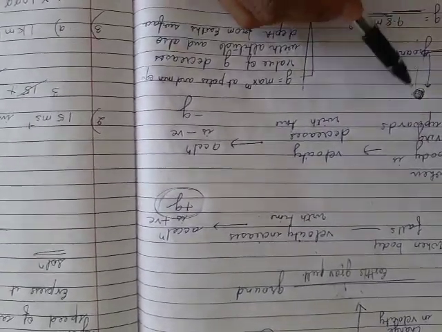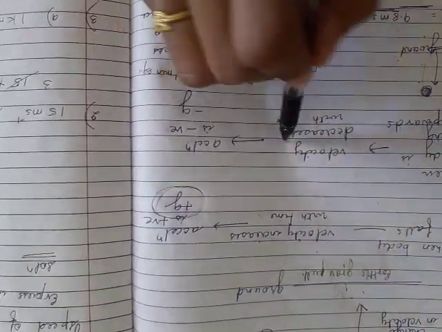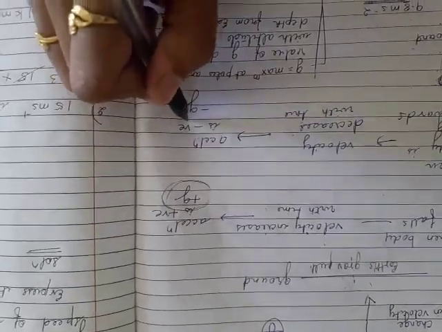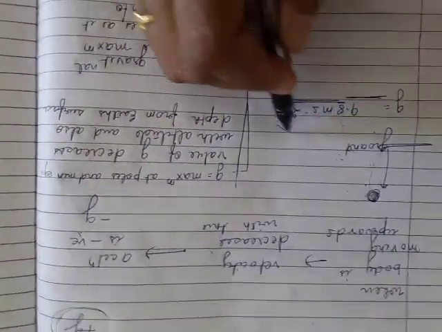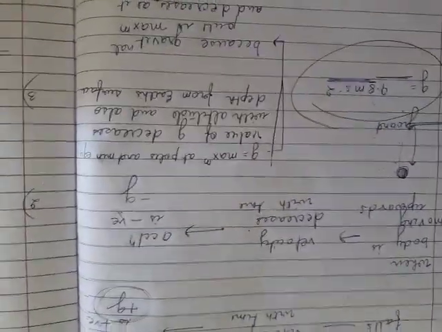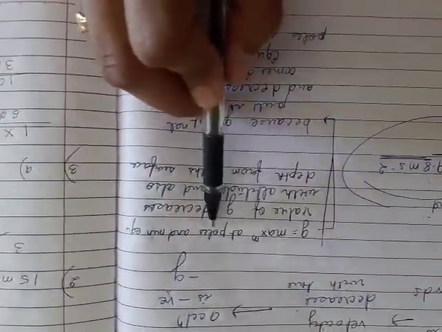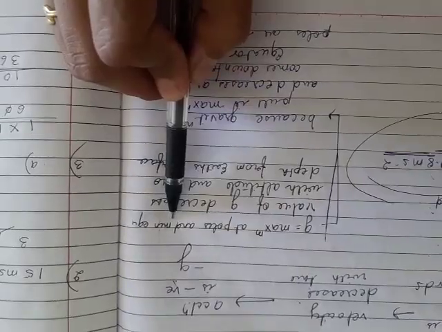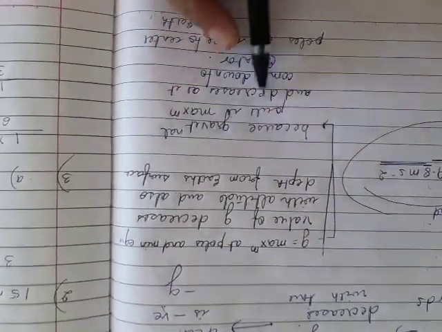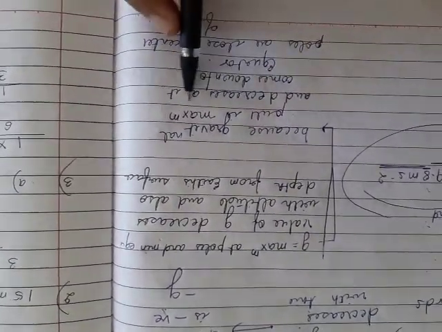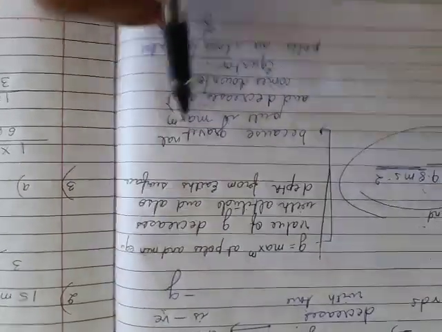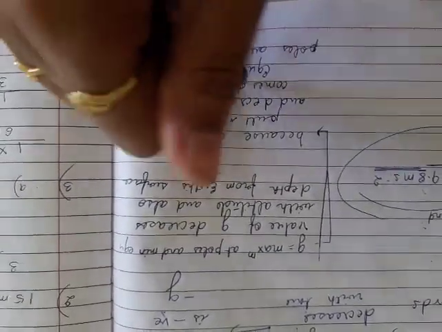When the body is moving upwards, velocity decreases with time, and acceleration becomes negative. So we say the value of g is 9.8 meter per second square. But there are some cases where the value of g is maximum at the poles and minimum at the equator. The reason for this is that the gravitational pull is maximum at the poles and it decreases as it comes down to the equator.